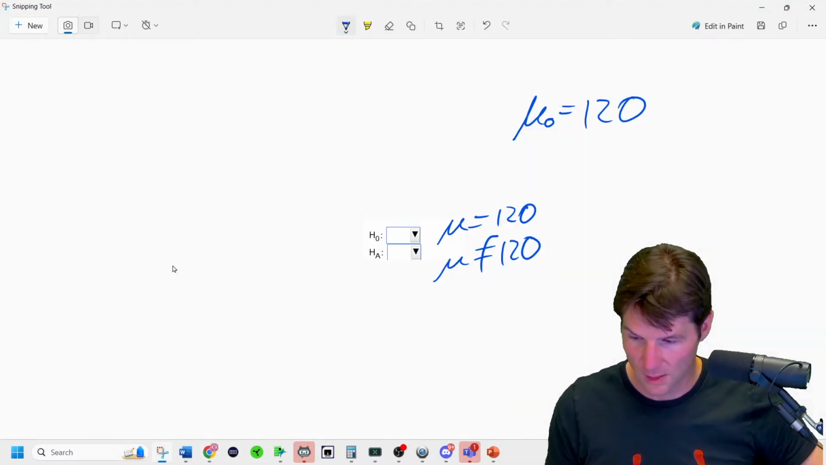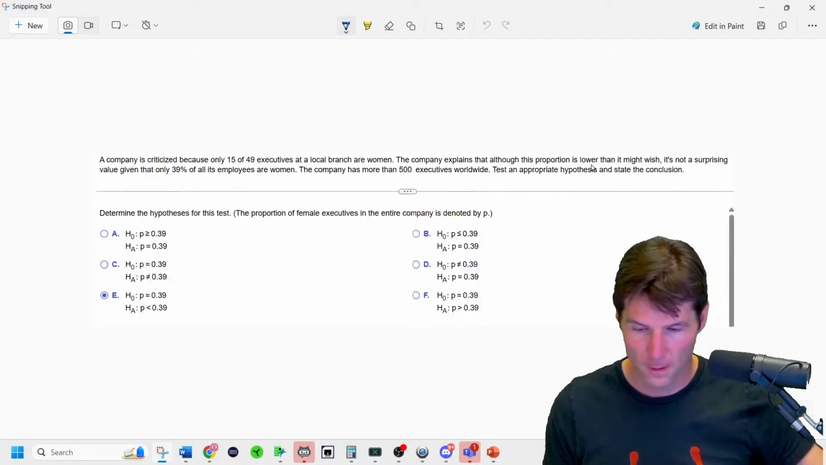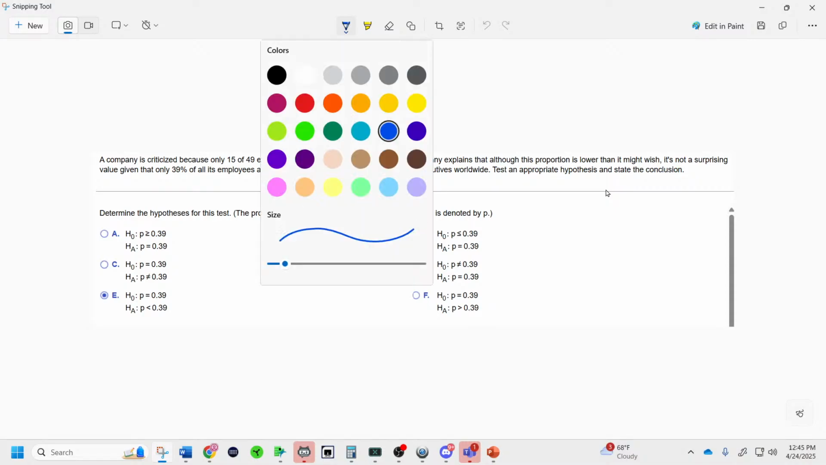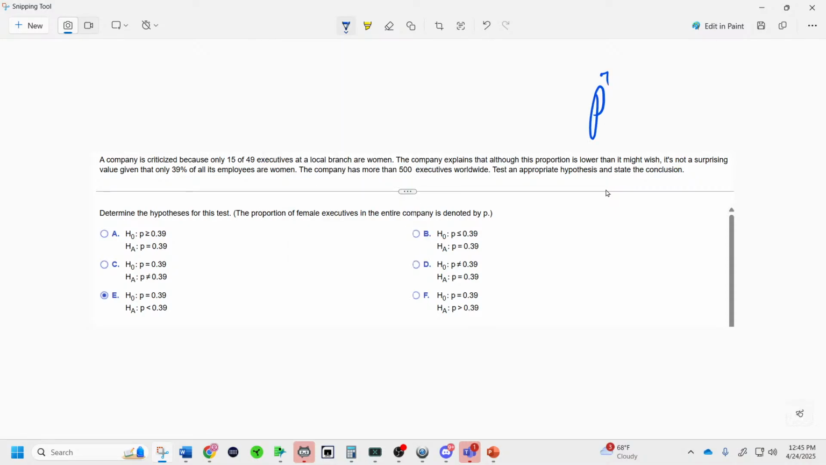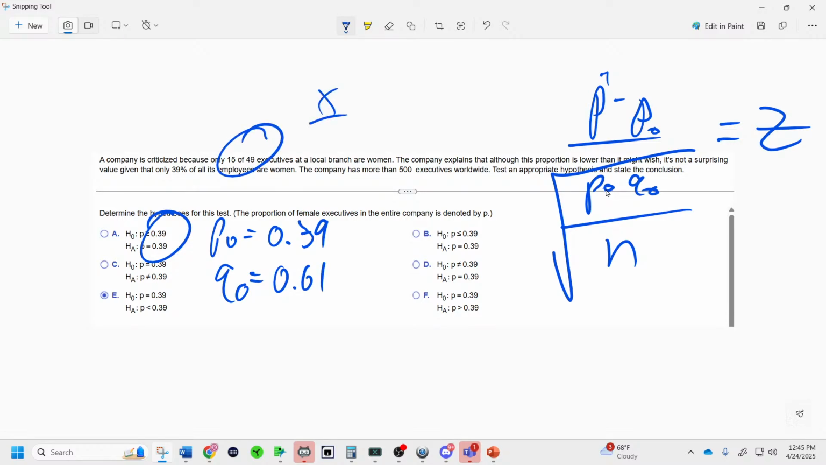Do the test statistic right here. We have to do the following: z equals p hat minus p naught over the square root of p naught times q naught over n. And this is p naught because that's what we're testing. P naught is 0.39 and q naught is thus 0.61, and p hat is going to be x over n, with this being x, this being n.